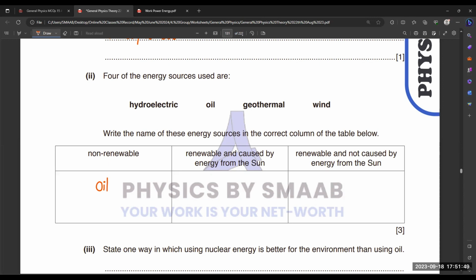Renewable and caused by the sun: geothermal? Geothermal in the second column. Yeah. Renewable and not caused by the sun: hydroelectric and wind.